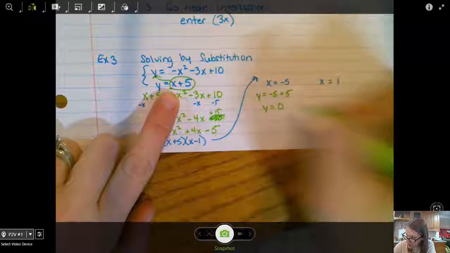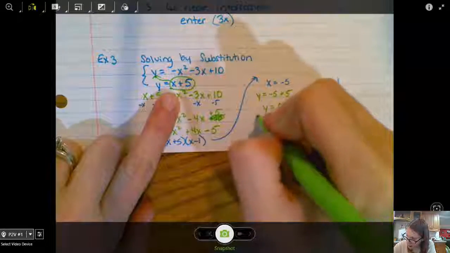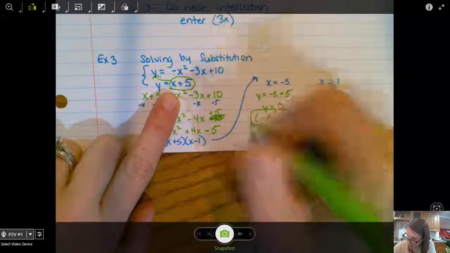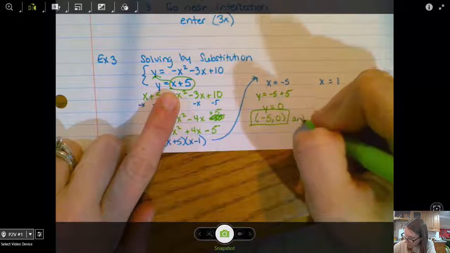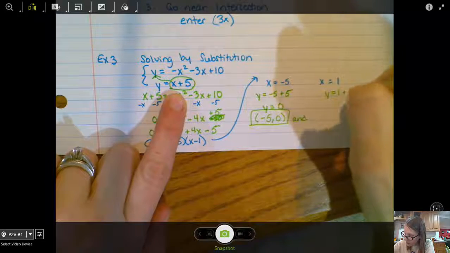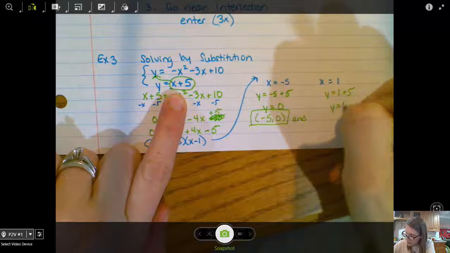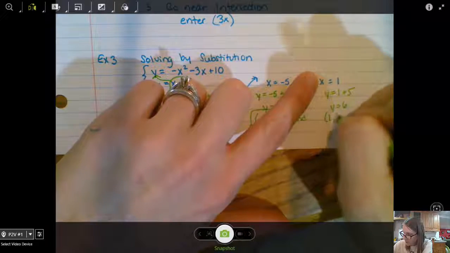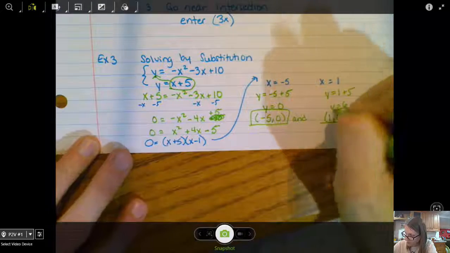Negative 5 plus 5 is 0. So my intersection point is negative 5, 0. And then plug 1 in. Y equals 1 plus 5. Y equals 6. My intersection point is 1, 6.